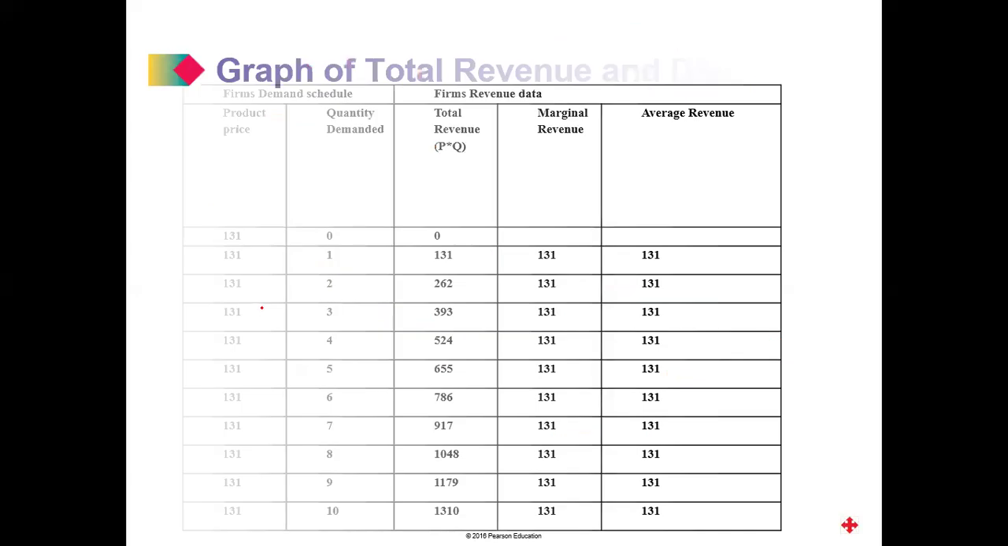So when we graph the demand curve, we're going to put price on the y-axis and quantity on the x-axis, and we know that the single seller is going to take the price as given by the market, and at this price he can sell as much as he wants. In our table we have made it till 10 units, so he can sell as much as he wants, and we can draw a straight horizontal line.